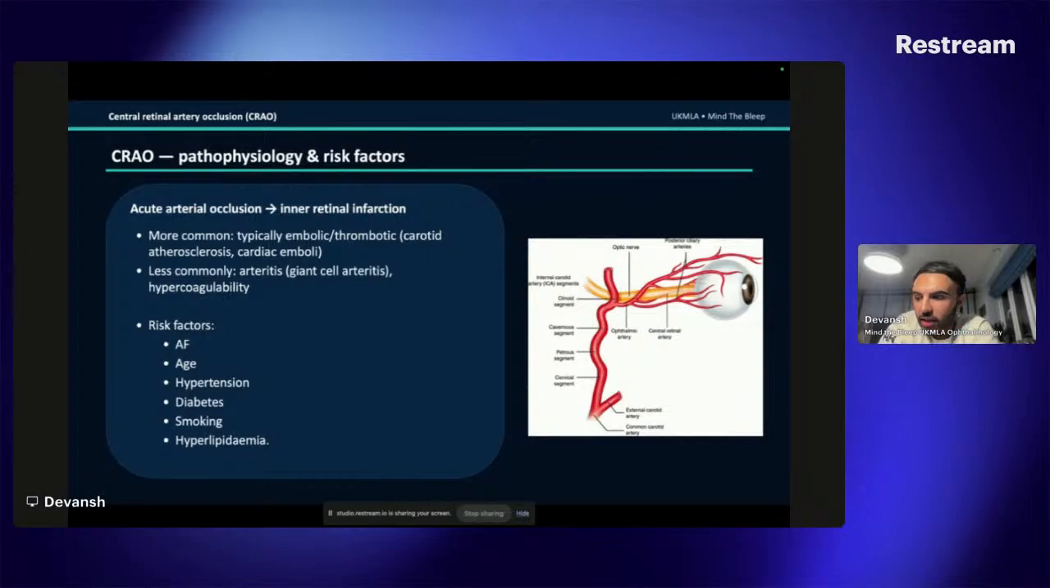Having a look at the right-hand side, we can see some anatomy here. We'll just do a quick recap. So the central retinal artery that's occluded here originates from that ophthalmic artery that you can see there.